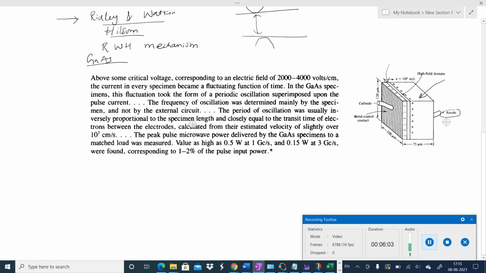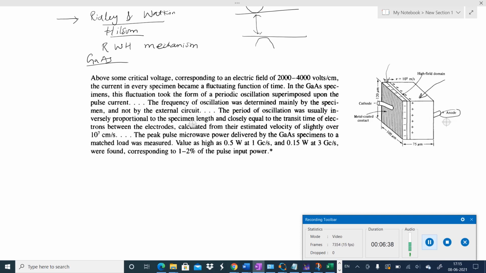Okay, so what J.B. Gunn observes is that when we have very high electric field, maybe in the range of 2000 to 4000 volts per centimeter, then the current becomes a fluctuating function of time. This is for a gallium arsenide sample, and the oscillation frequency was mainly determined by the specimen, not by the external biasing circuit. The oscillations were proportional to the length of the specimen, the length of this gallium arsenide, and it was closely related to the transit time of electrons between electrodes, how much time it takes.